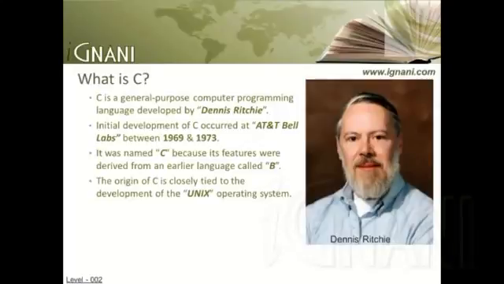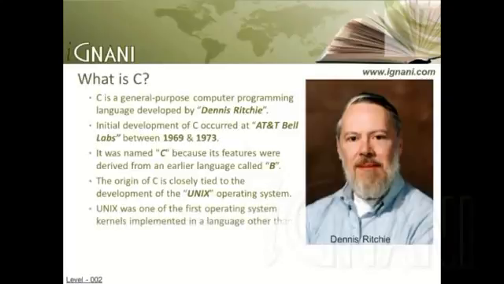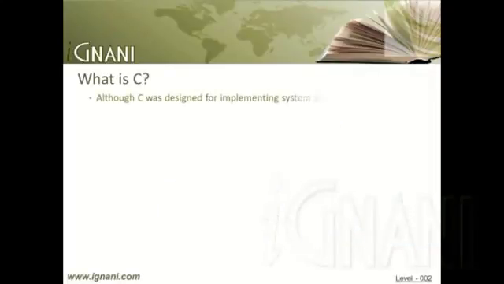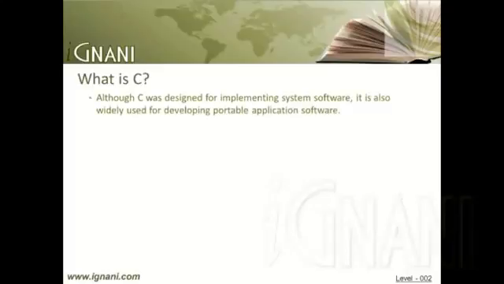The original PDP-11 version of the Unix system was developed in assembly language. By 1973, with the addition of struct types, the C language had become powerful enough that most of the Unix kernel was rewritten in C. This was one of the first operating system kernels to be implemented in a language other than assembly. Although C was designed for implementing system software, it is also widely used for developing portable application software.